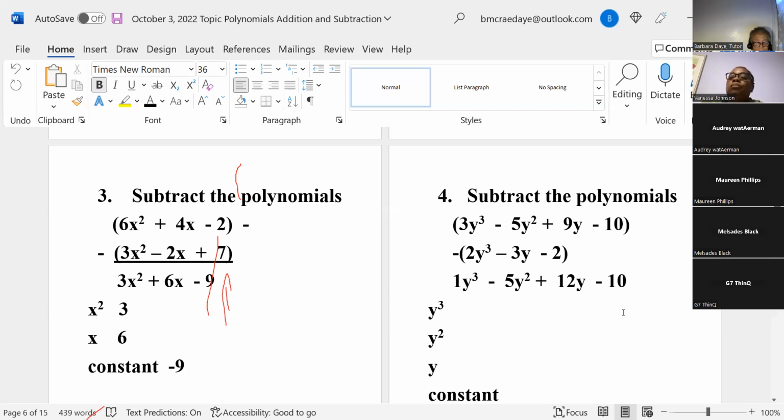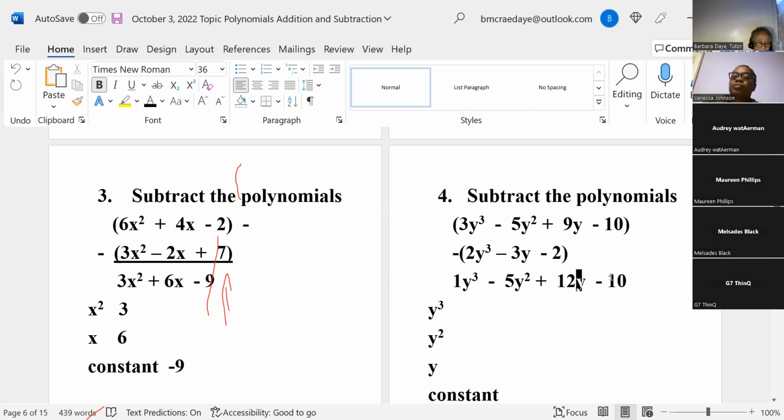Now, what about the constant, Michelle? What do you get here for the constant? A positive 10. You've got a 2 here, a minus 2. A minus to the minus makes this a plus 2. So what's a plus 2 and a minus 10?